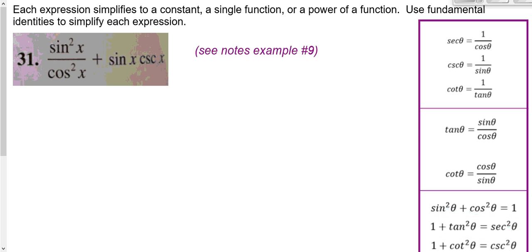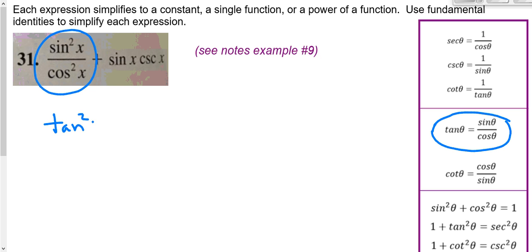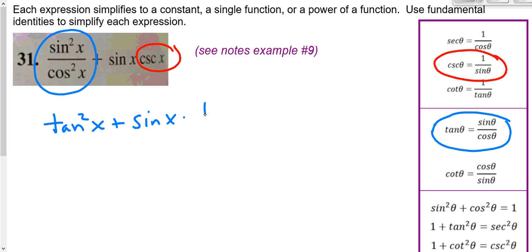Number 31. Let's start by taking sine squared x over cosine squared x and replacing it with tangent squared x using that ratio identity, squaring that ratio identity. And then let's replace cosecant x with 1 over sine x. So we have sine x times 1 over sine x. So we can cancel the sine x on the top and the bottom.